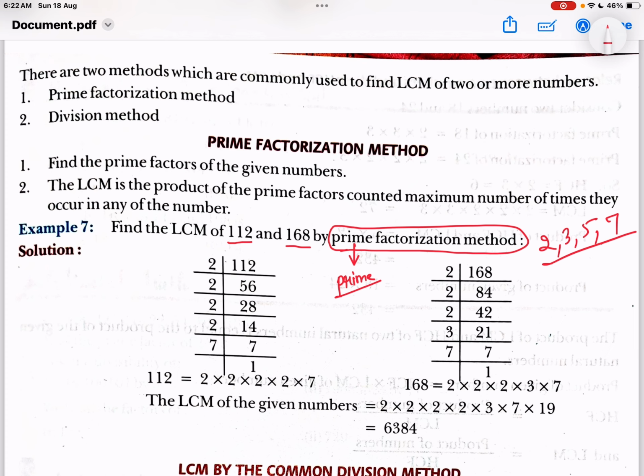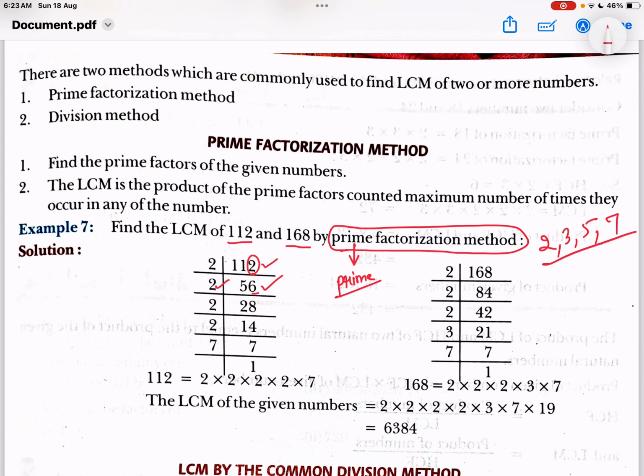Okay, so from the prime factorization method, 112 has 2 at the unit place, and previously we have studied the rules of divisibility. So we first try to divide it by 2. It will be divisible, and we will get the quotient 56. Now 56 can also be divided by 2.